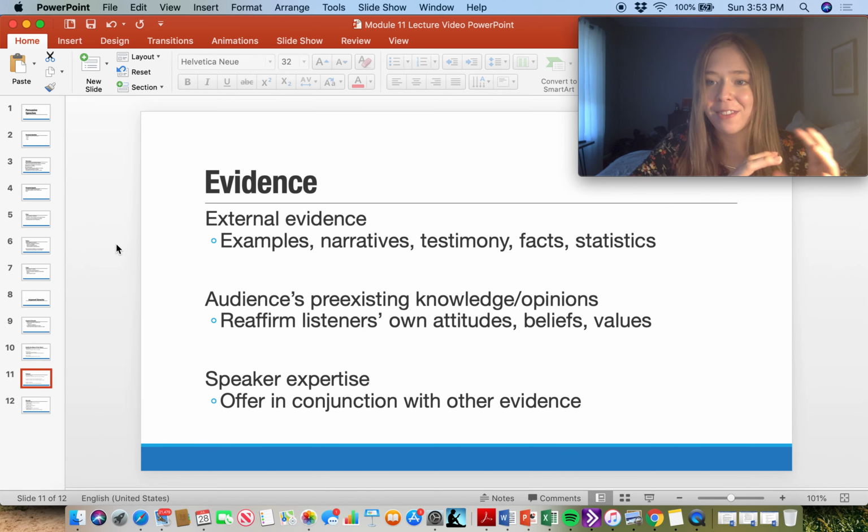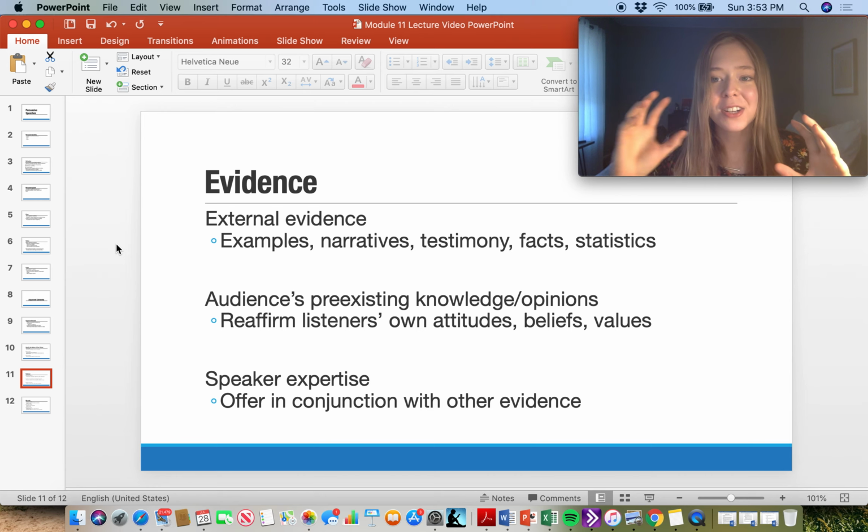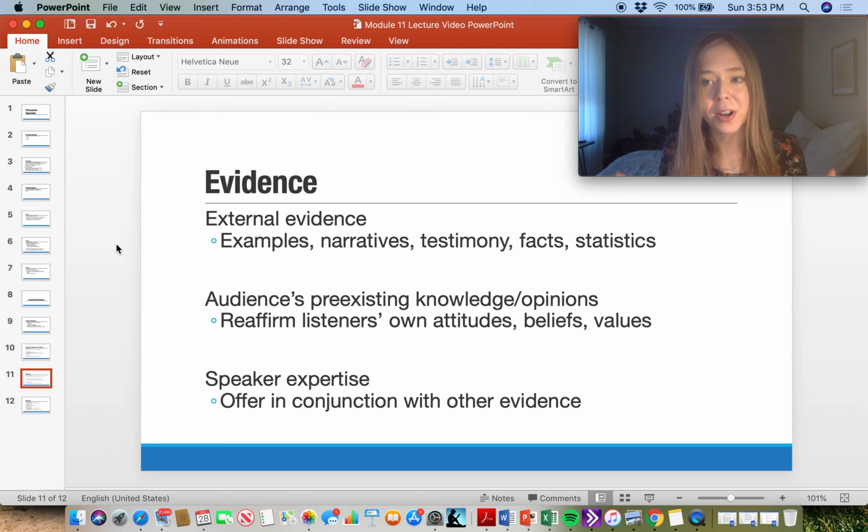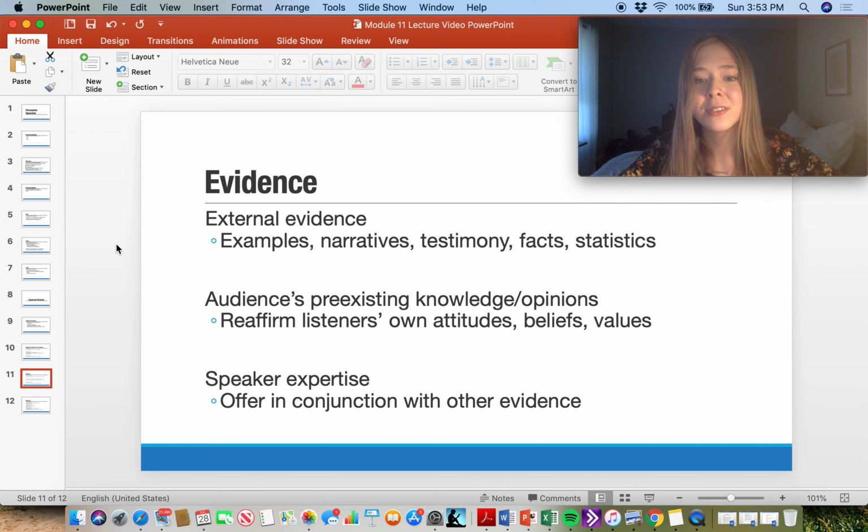So we talked about our claims. Now we're moving on to our evidence, right? And so examples of evidence, this would be our supporting material that we already did a lecture about. So go back and watch that if you need a refresher. But external evidence would be examples that we talked about, narratives, testimony, facts, and statistics. Again, I did an entire lecture on this, so go back and watch it if you need a refresher. But also the audience's pre-existing knowledge and opinions.